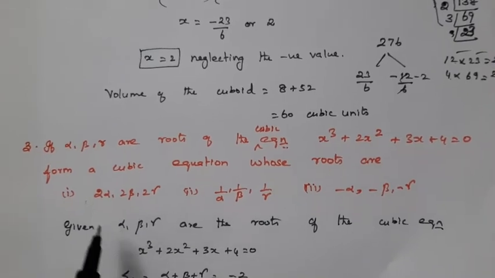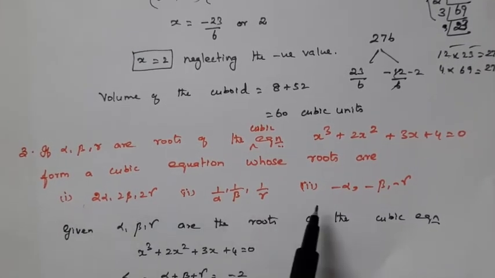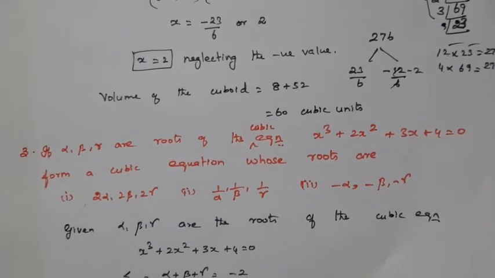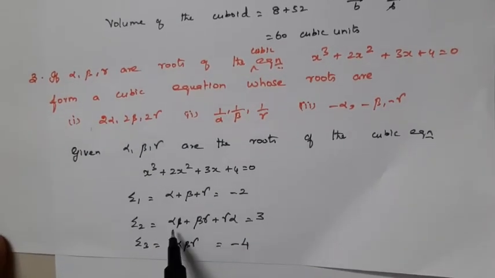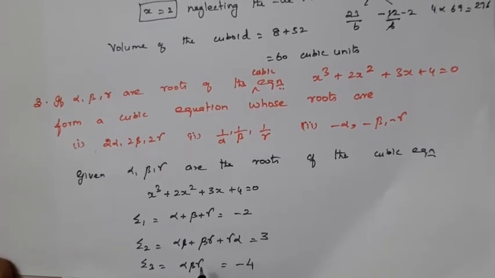See, in the same way you can try the first subdivision and the third subdivision, which are very simple. For that you have to use the values alpha plus beta plus gamma, and alpha beta plus beta gamma plus gamma alpha, and alpha beta gamma wherever necessary. Okay.